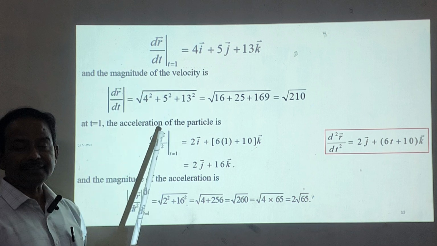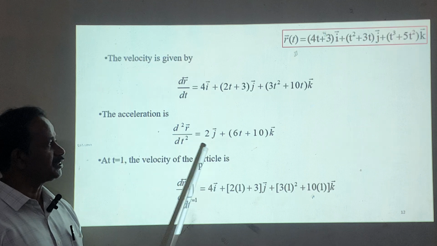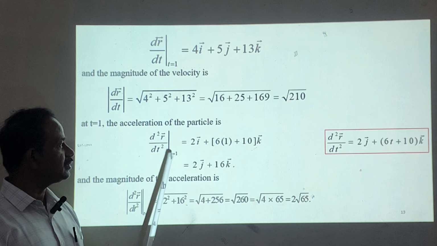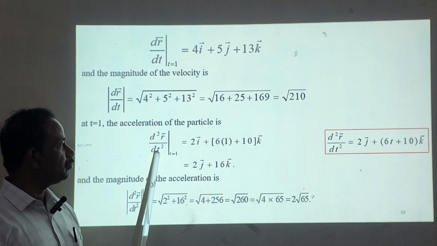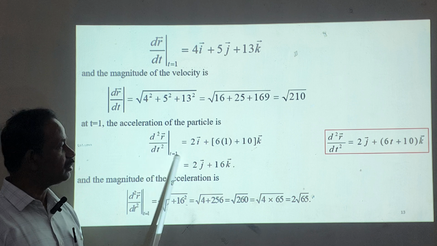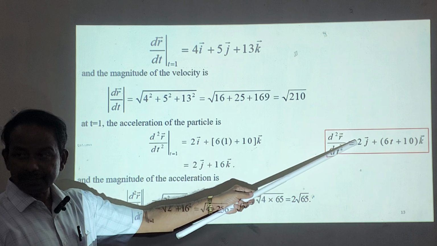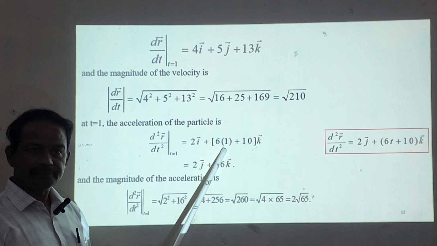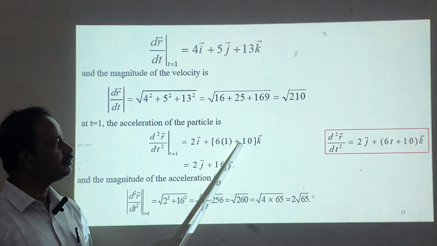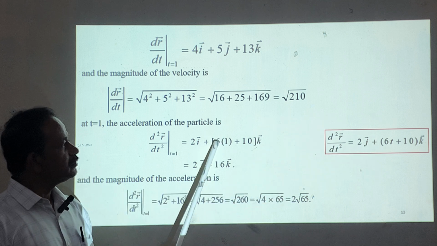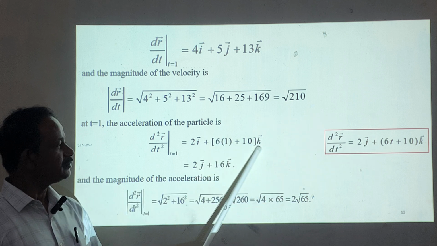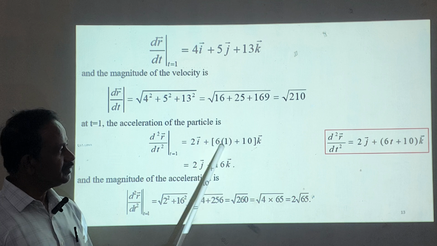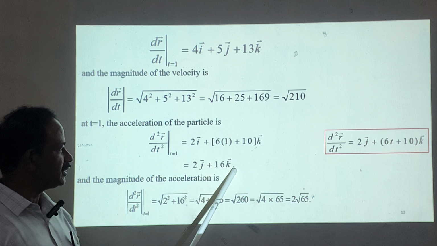At t equal to 1, the acceleration of the particle is given as this expression. See, this is your acceleration. Correct? So acceleration will be d squared r by dt squared at t equal to 1. You substitute for t equal to 1 here and here. So we have 2j plus 6 multiplied by 1 plus 10, that will give you 16k.